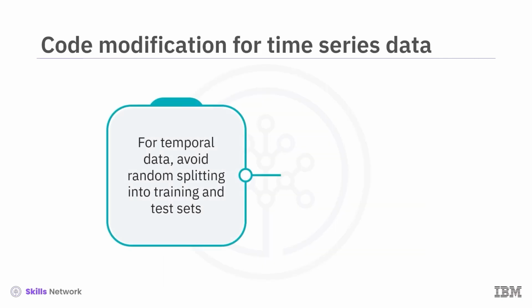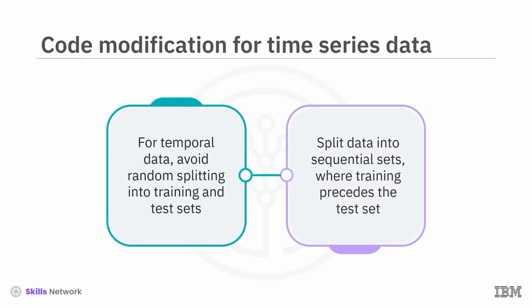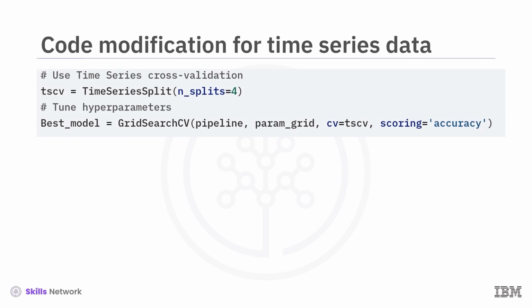If your data is temporal, where the order of your data points in time is crucial, you want to avoid randomly splitting it into training and test sets. Instead, you need to split your data into sequential training and testing sets, ensuring that the training set always precedes the test set. Modifying your code to implement time series cross-validation is easy. Instead of using train-test-split, you would use time series split and specify that you want to use this cross-validation method during hyperparameter tuning by setting CV equals TSCV in grid search CV.